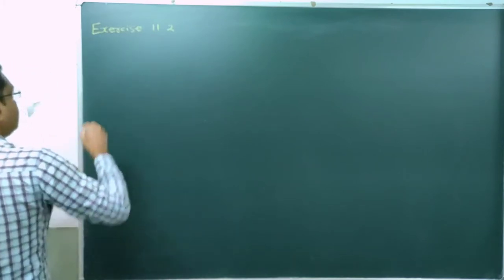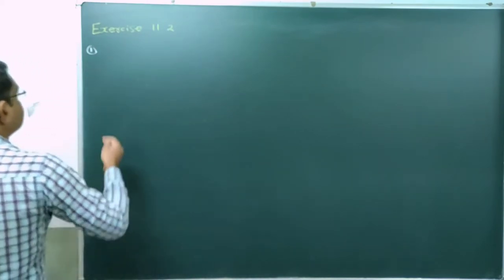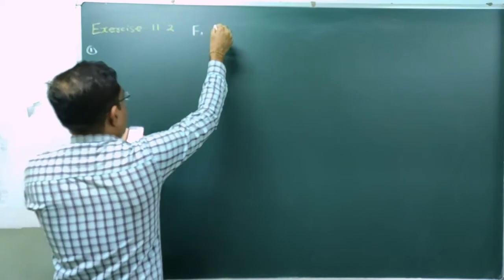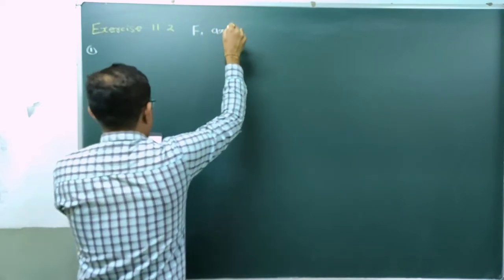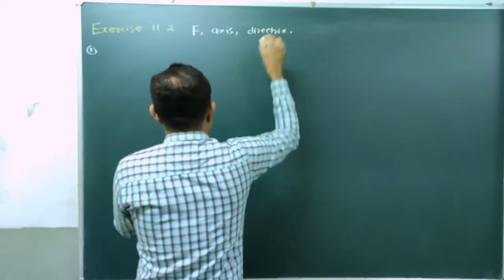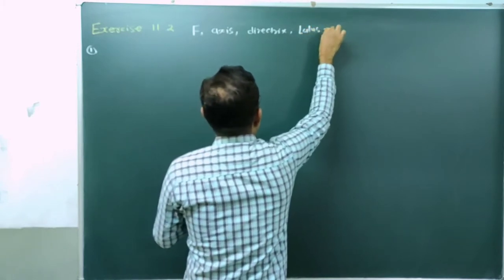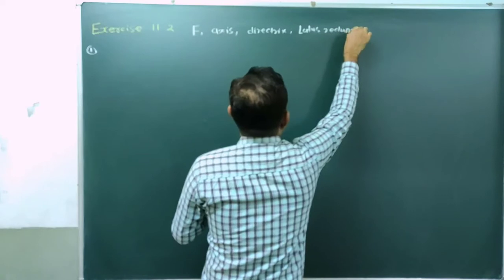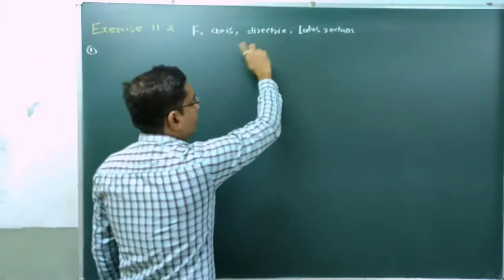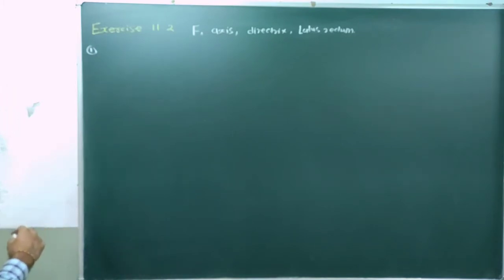Question number 1. From question number 1 to 5, we have to find the coordinates of focus, axis of parabola, equation of directrix, and length of latus rectum for each given parabola. Done? 4 things that we have to find.